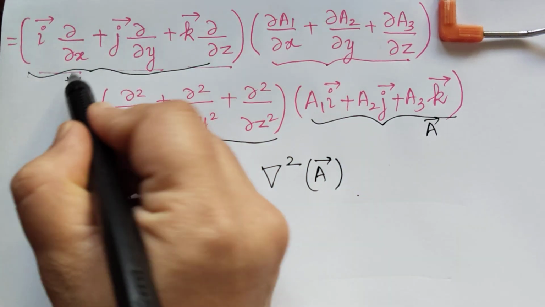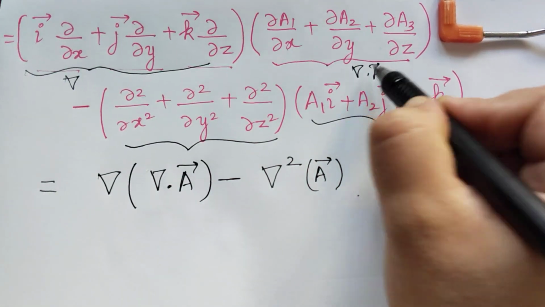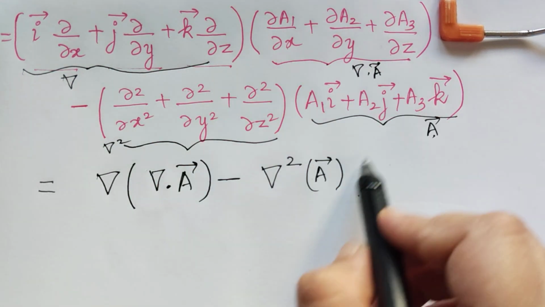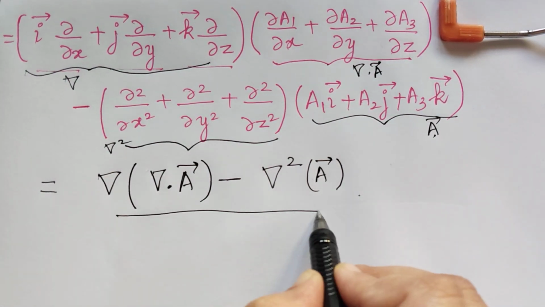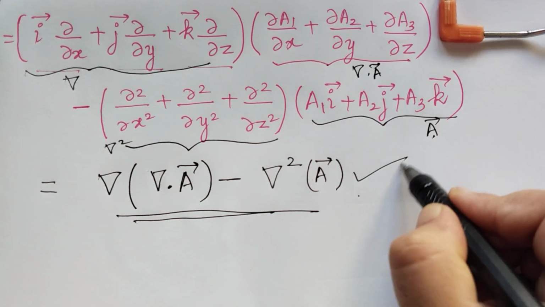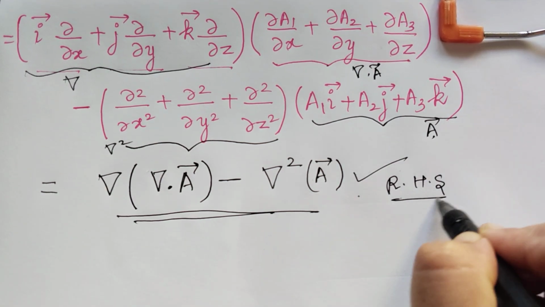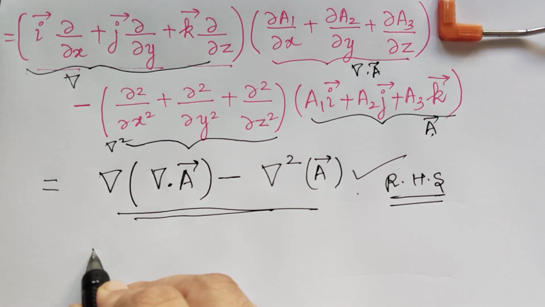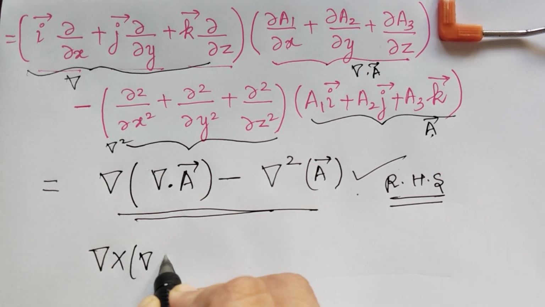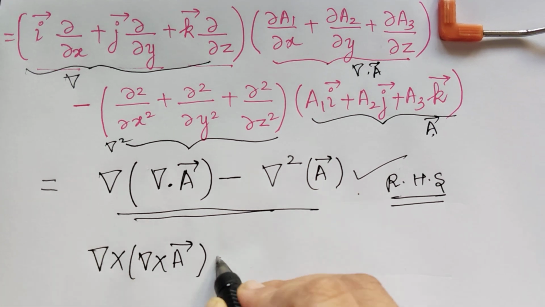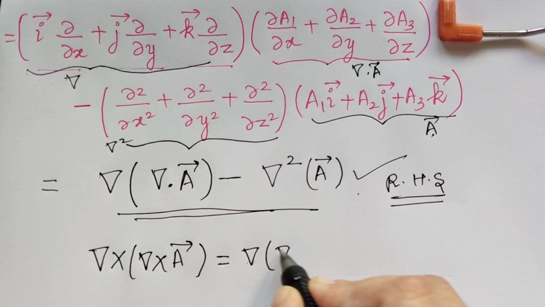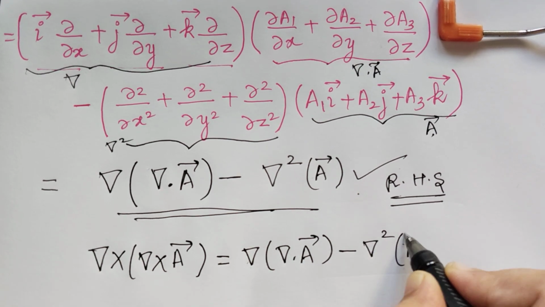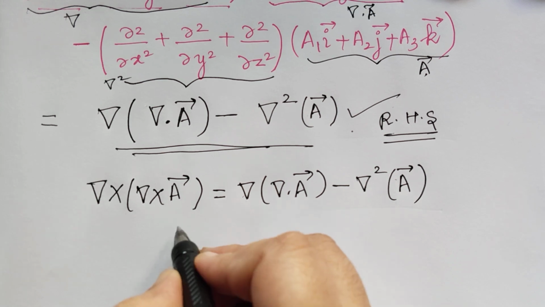Therefore this is the gradient, this is the divergence of a vector, this is the Laplacian, and this is a vector, and on substitution of all that we get the right hand side that we are required to prove. So hence we have proved the required result. Therefore we have proved that the curl of curl of a vector is equal to gradient of divergence of a vector minus Laplacian of a vector. So hence we have proved the result.